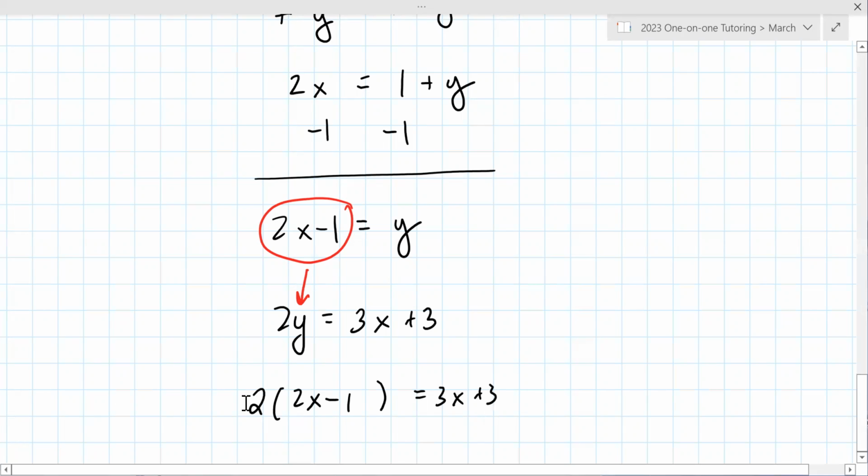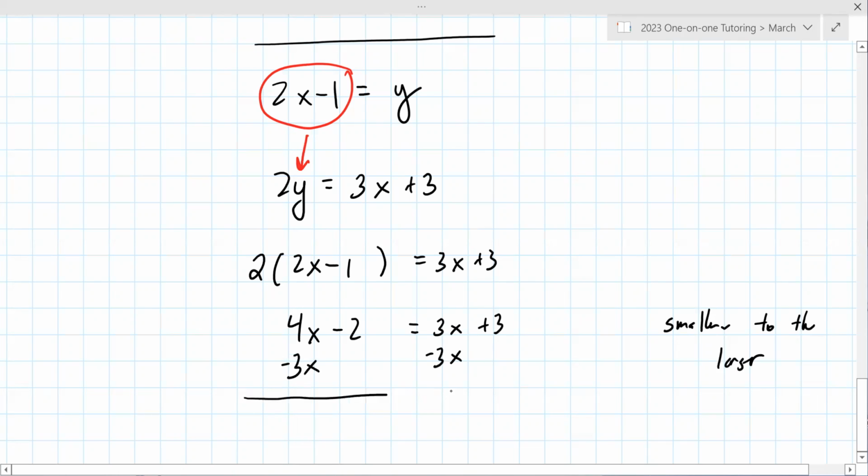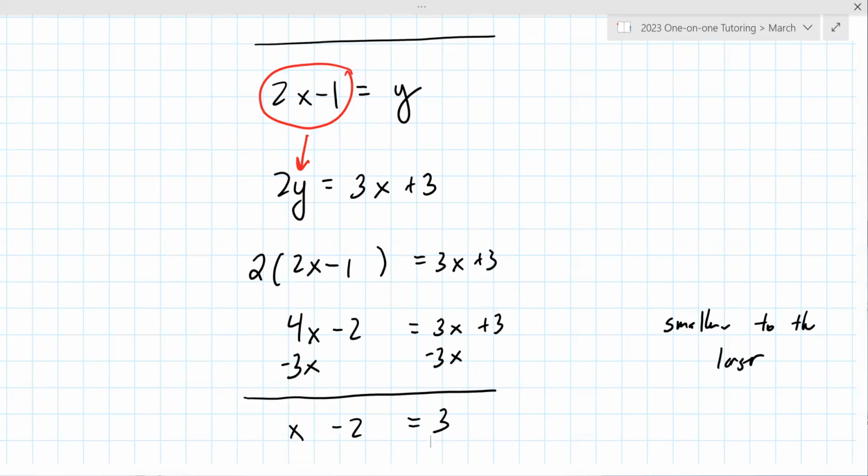Okay, so you have to distribute this 2 into both terms. So it's 4x minus 2 equals 3x plus 3. And this may be again where it's like, well, what do I do from here? You move from the smaller to the larger in terms of x. So that's why we're going to subtract 3x from both sides. So that's x minus 2 equals 3. And from here, you can add 2 to both sides.